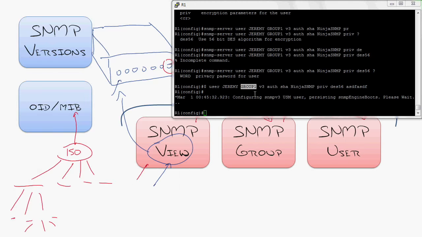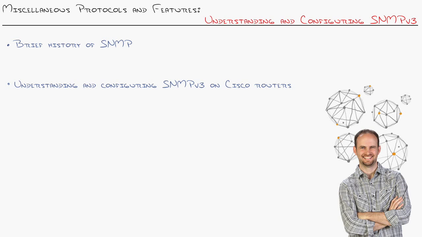I don't have connectivity to it, but it would add the device and now be using a secured connection to monitor that device. That is your crash course on SNMP in all its glory.